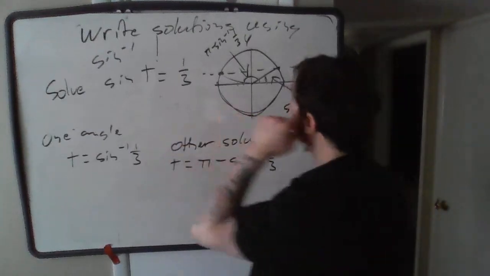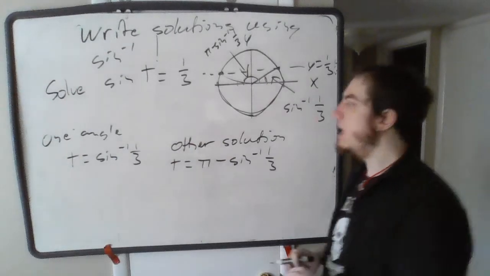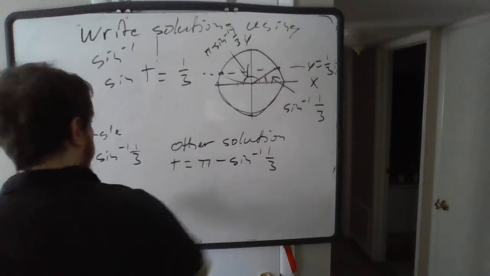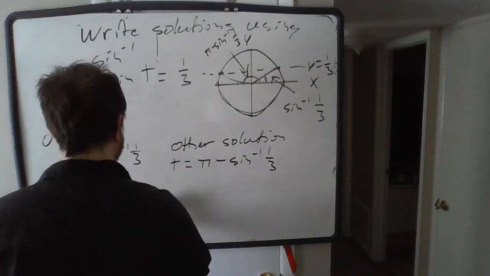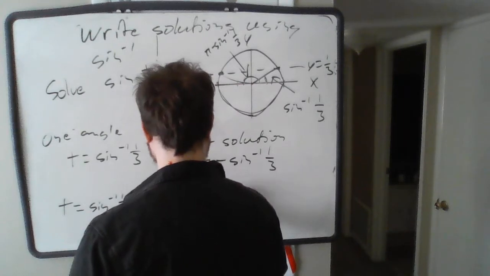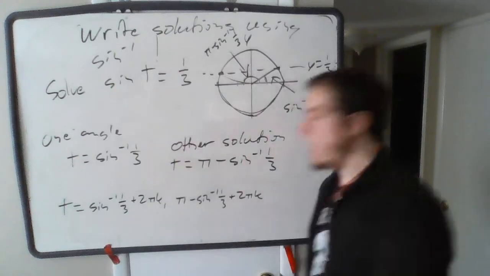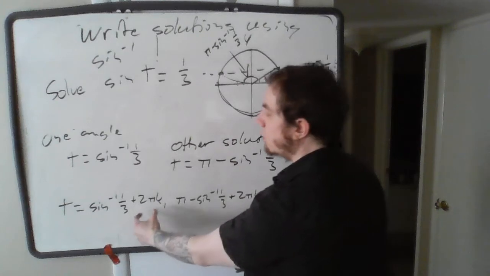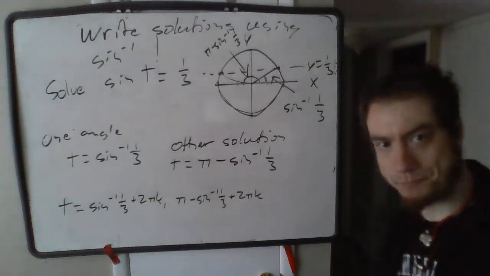Now, those are two solutions over one single cycle, but we now need to also account for the fact that I can shift them by multiples of 2 pi. So I can say, in total, we get t equals sine inverse of 1/3 plus 2 pi k, or it's pi minus sine inverse of 1/3 plus 2 pi k. And again, k here is just symbolizing any integer because you can always shift this thing by a multiple of 2 pi k.